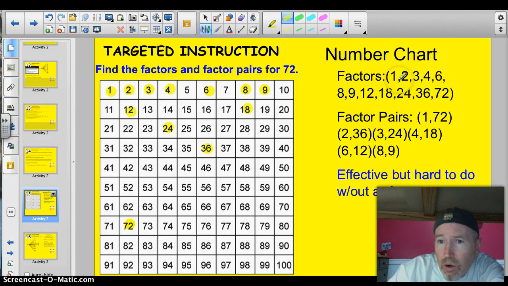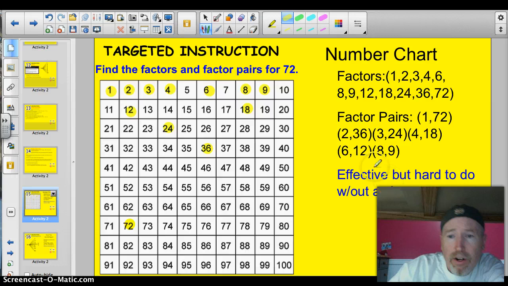You've got 1, 2, 3, 4, 6, 9, 12, 18, 24, 36, and 72. I just read those really quickly. And you also have your factor pairs. You can go back and pair them up. Here and here, here and here, they just start moving closer and closer to each other.